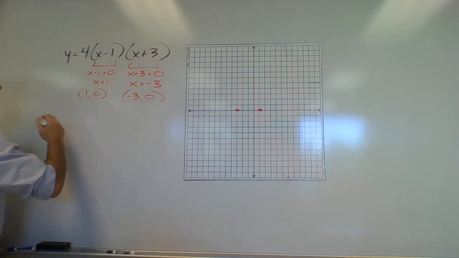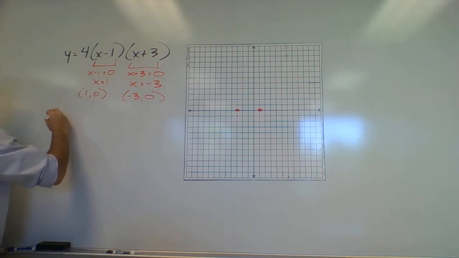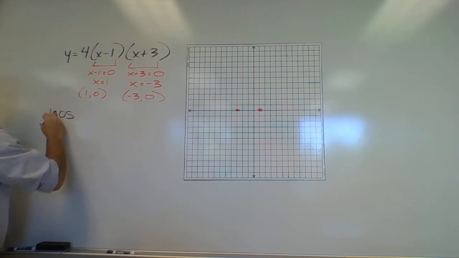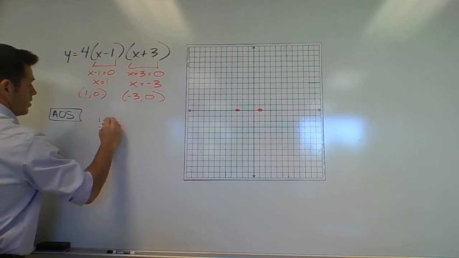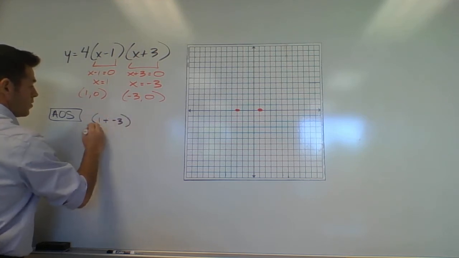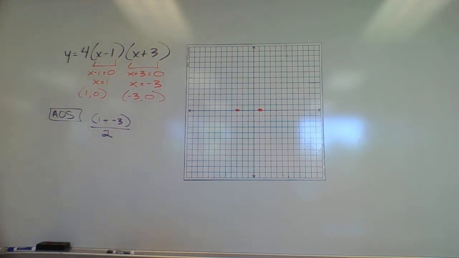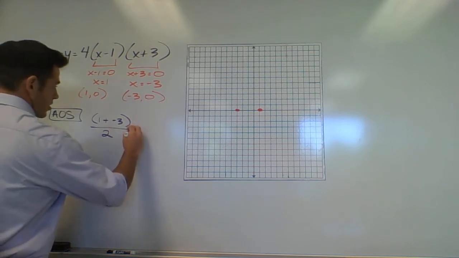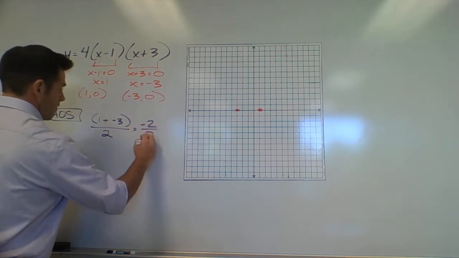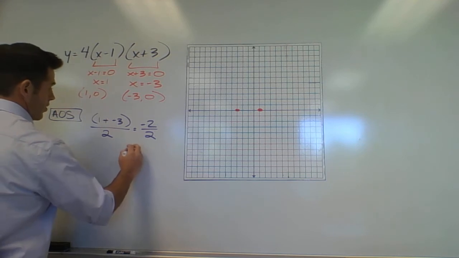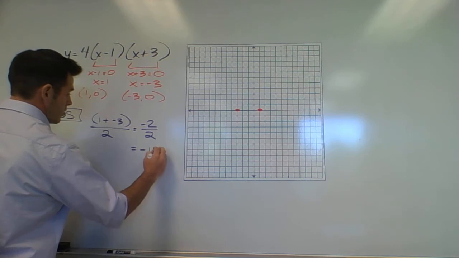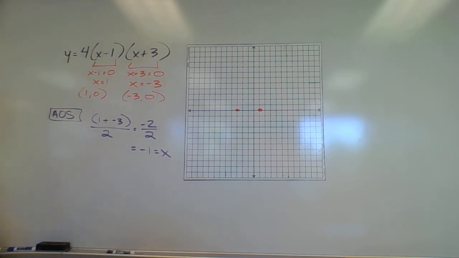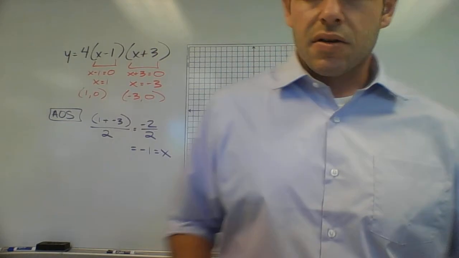I take my 2 values in there, and I'm trying to figure out the axis of symmetry. And in order to do that, I'm going to take them and add them together. So I have 1 plus a negative 3, and I'm going to divide that by 2. So the midpoint between 1 and negative 3. 1 plus negative 3 is negative 2. And if I divide that by 2, that would be at the location negative 1. So the axis of symmetry here is going to be at the location x is equal to negative 1.